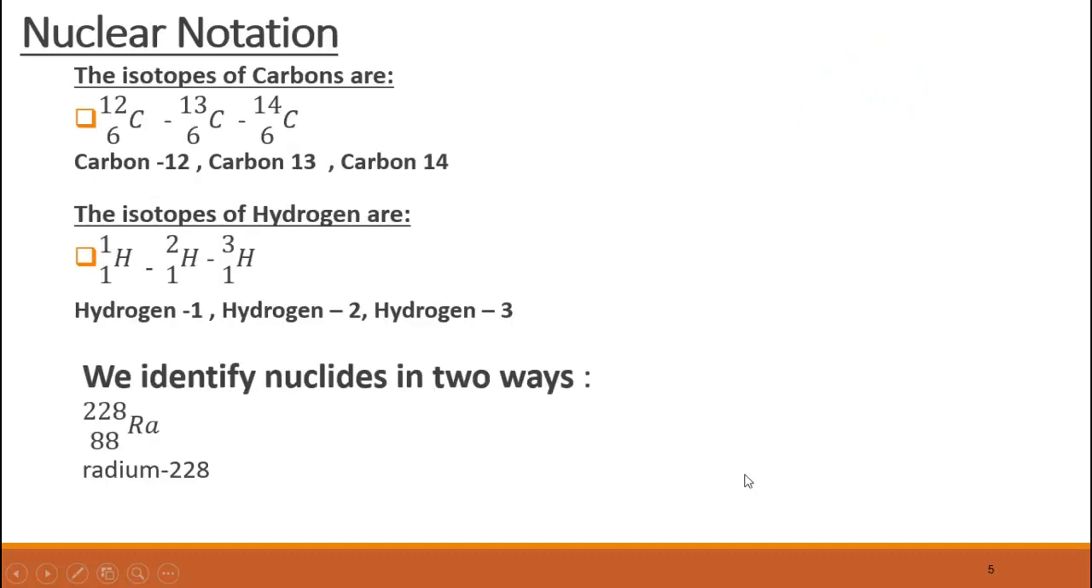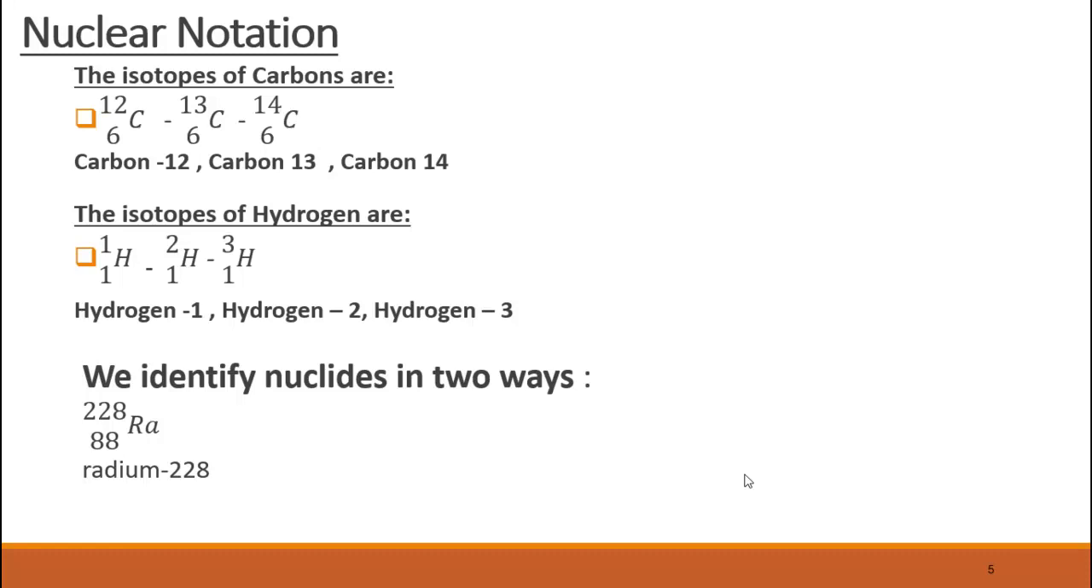You can represent nuclear changes using equations, just as you do for chemical reactions. The reactant will be on the left and the product on the right, following an arrow. For example, carbon has isotopes with 3 different atomic masses: carbon 12, carbon 13, carbon 14. Carbon 12 and carbon 13 are stable isotopes, but carbon 14 is unstable and radioactive.